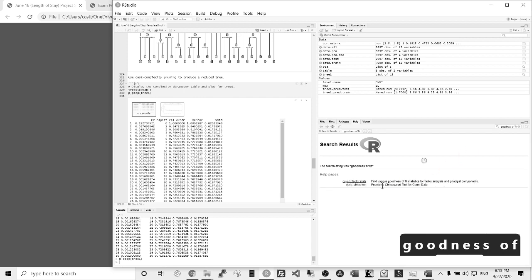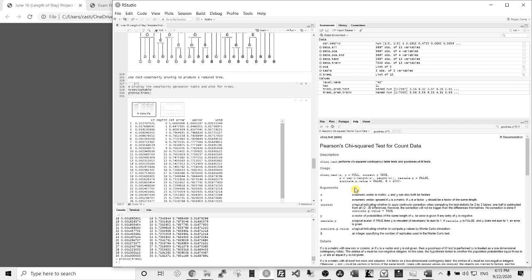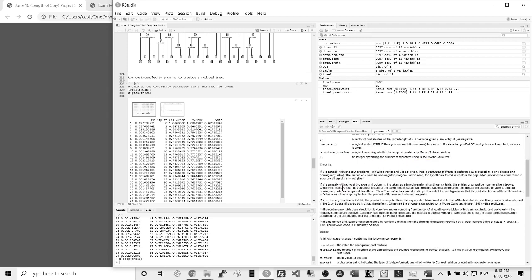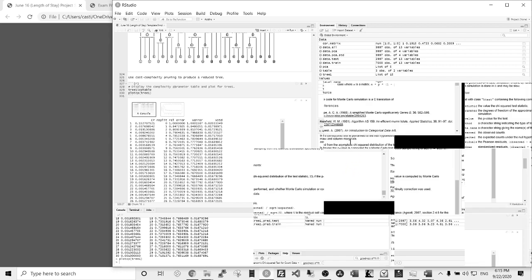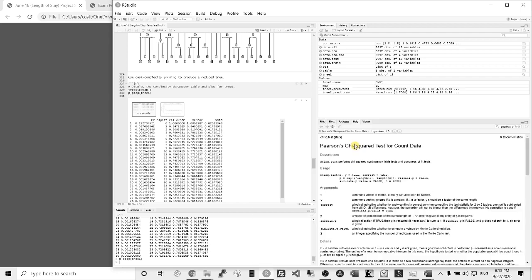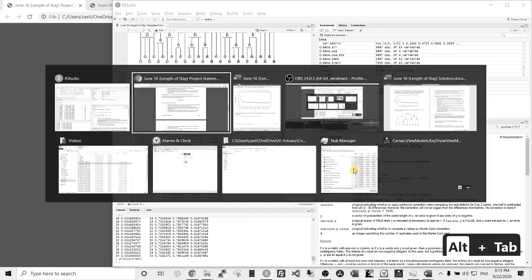And there's Pearson's chi-squared test for count data. This is in the stats library. So even if I'm not using this function, I can reference the documentation. So chi-squared test performs a chi-squared contingency table test and goodness of fit tests. So if X is a matrix with one row or column, etc., it takes in a contingency table. So this actually is a different function, but what it's doing is it's using the chi-squared test, which is the same idea that we're using here.